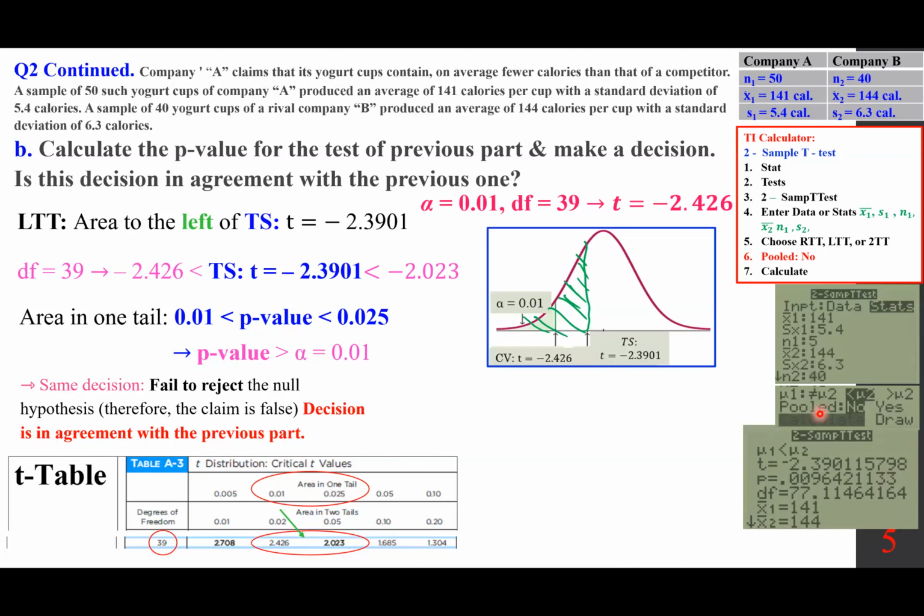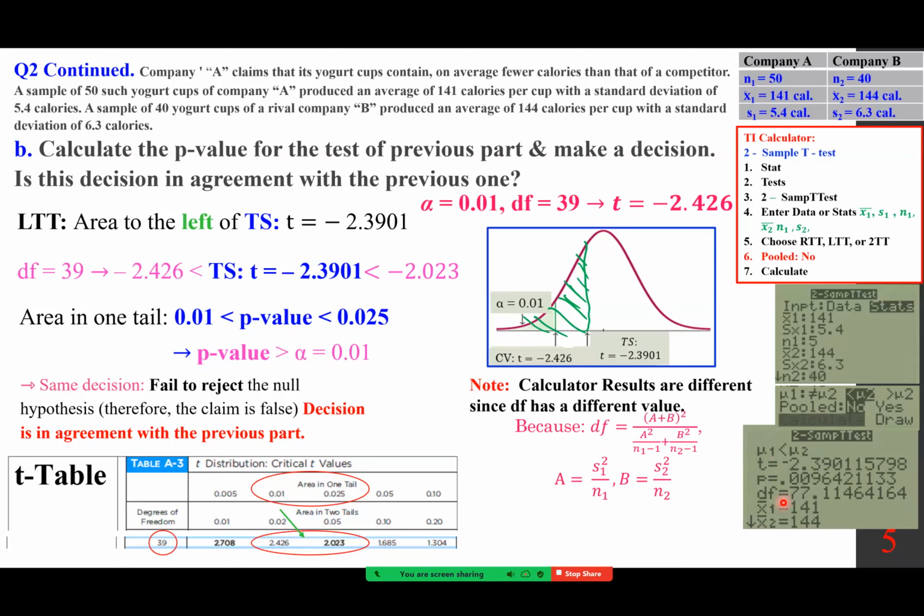And so when you do the math, notice what it does. Calculated results are different since the degrees of freedom has a different value. First, I want you to look at the degrees of freedom. The degrees of freedom has this formula: (a plus b) quantity squared over a squared over n1 minus 1 plus b squared over n2 minus 1, where a is s1 squared over n1 and b is s2 squared over n2. This is the precise value for how you calculate the degrees of freedom. And take a look, degrees of freedom is not 39.